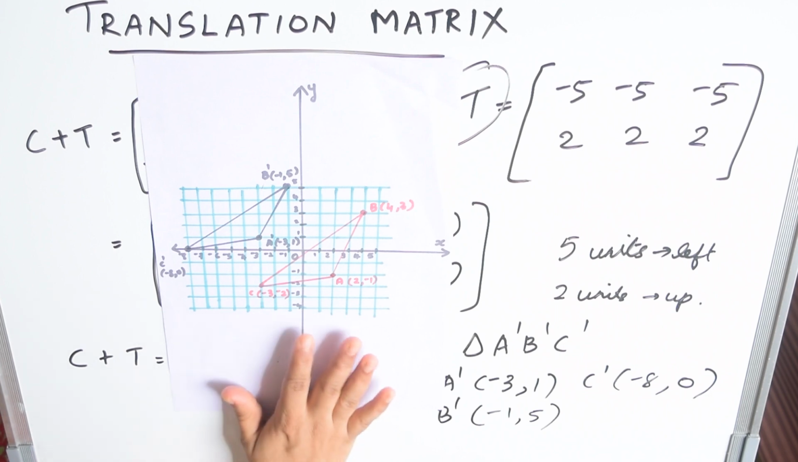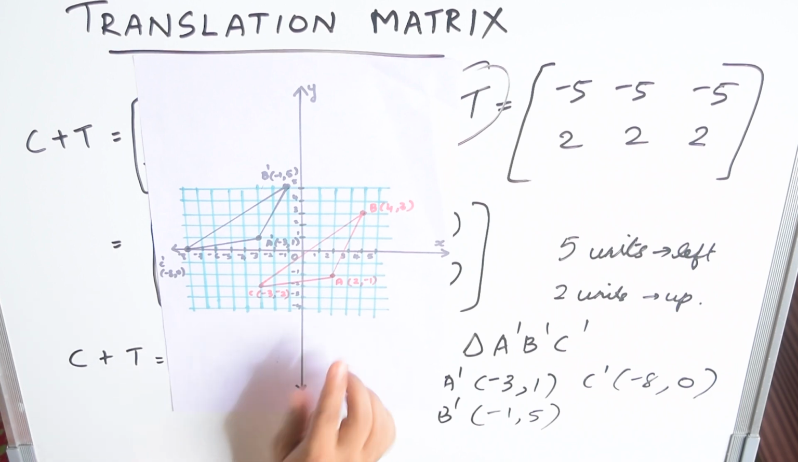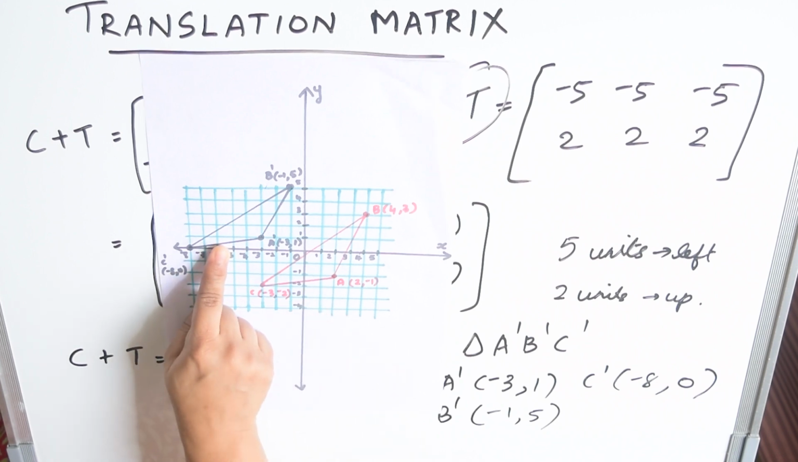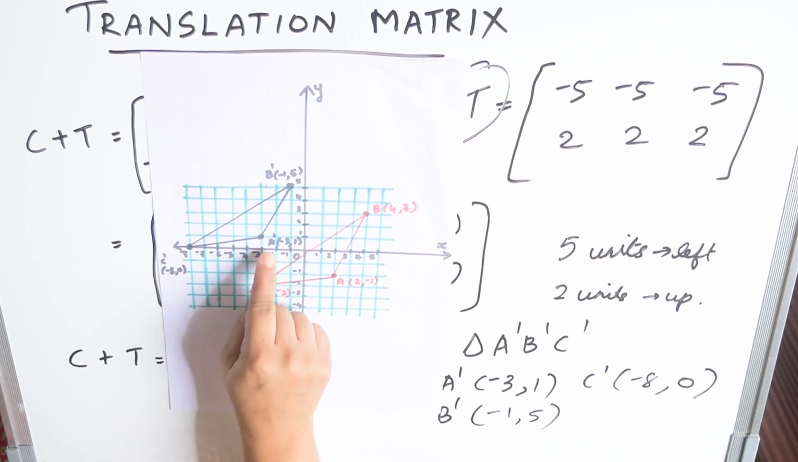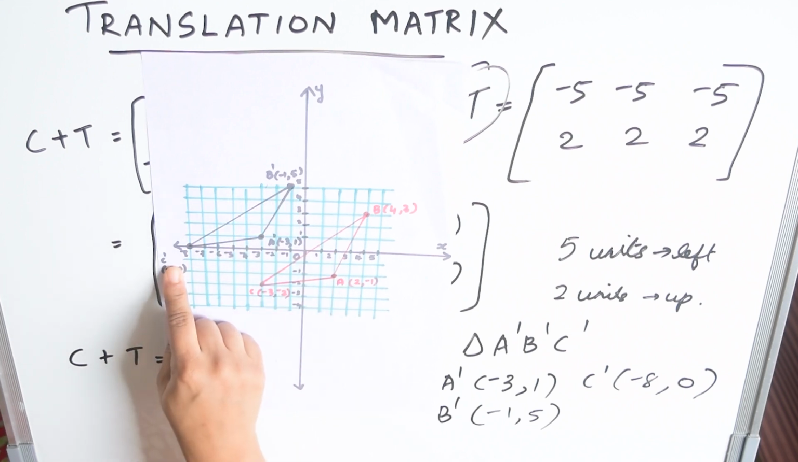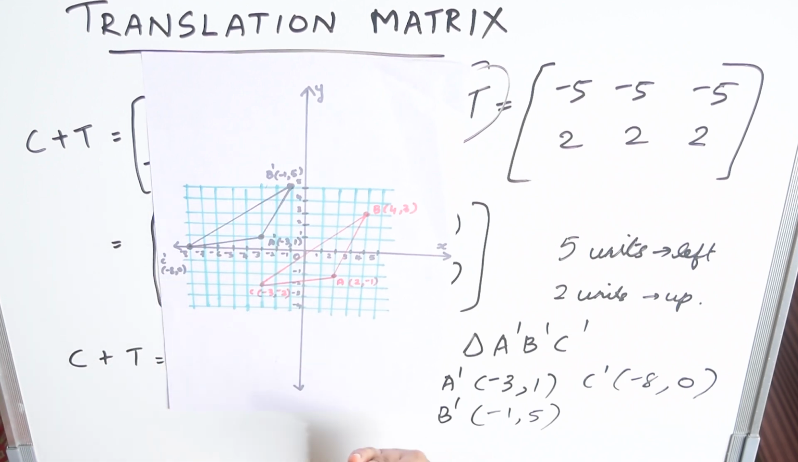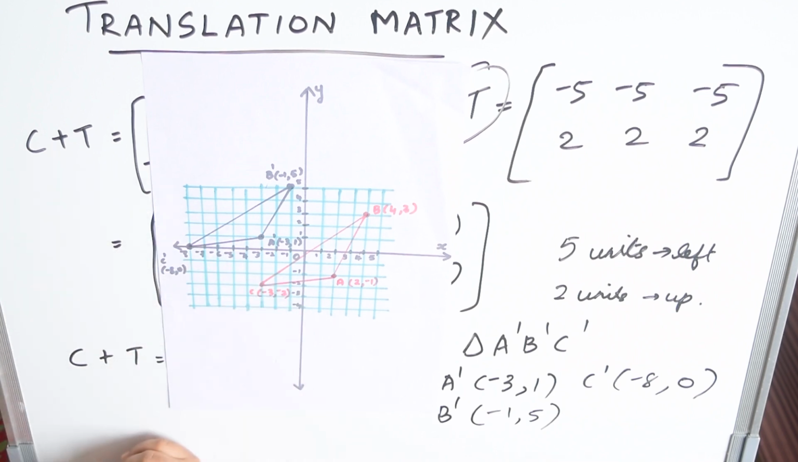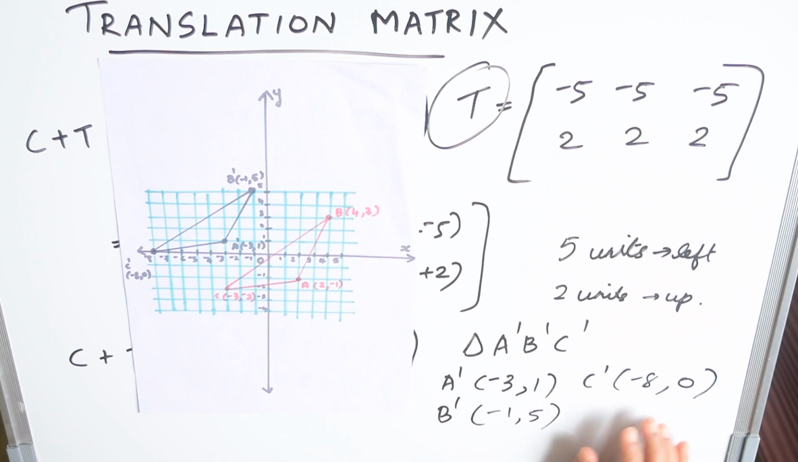So if you look at it graphically, it will be like this. This is the original triangle ABC and this is the triangle you get after the translation, that is A dash, B dash and C dash. That is moving triangle ABC 5 units to the left and 2 units up. So that is a translation matrix.